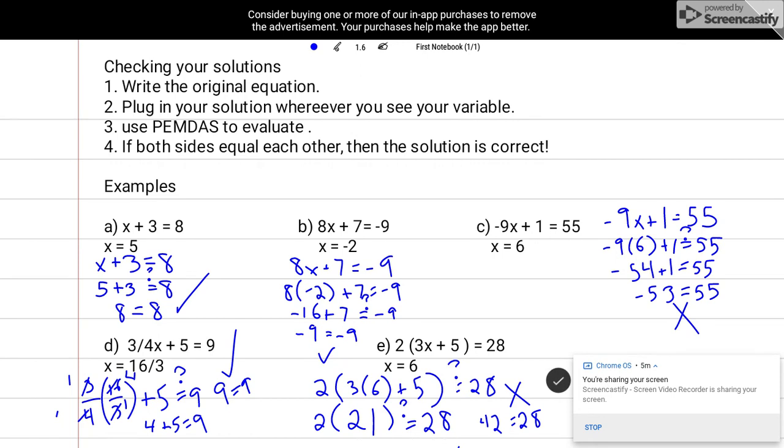So you would have to go back and retry the problem, resolve it, and get a different solution to see what would work. Like I said, this is very helpful when you are taking a test or you are not sure if you did the problem correctly. Maybe I missed a step somewhere. Maybe I added where I should have subtracted.